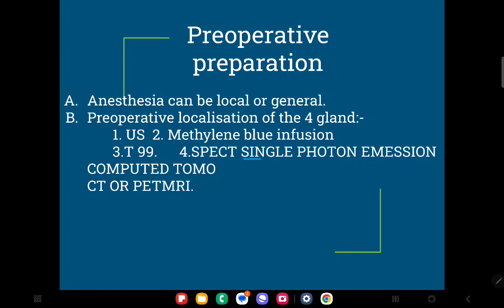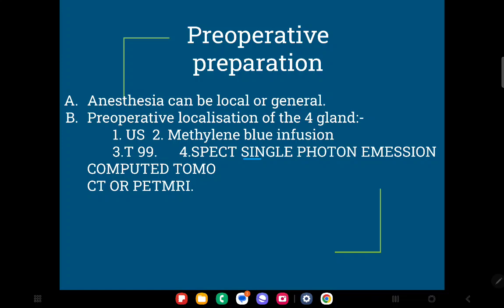Preoperative localization is important. You have to do it before the surgery. You have to localize the 4 glands by so many methods, as we mentioned in the diagnosis and investigation of the parathyroid. Ultrasound, for example, will show you the density of the thyroid, and it will show you the parathyroid itself, which is separate from the thyroid gland.